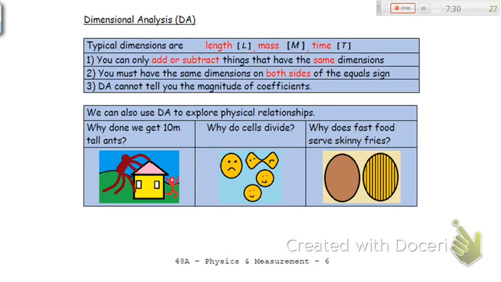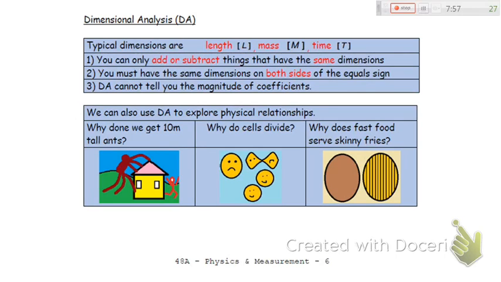So dimensions. Dimensions are the things that we attach units to. We measure length in meters, so the unit is meters, but there's a dimension called length. There's a dimension called mass. We measure it in kilograms. There's a basic dimension called time, and we measure it in seconds.